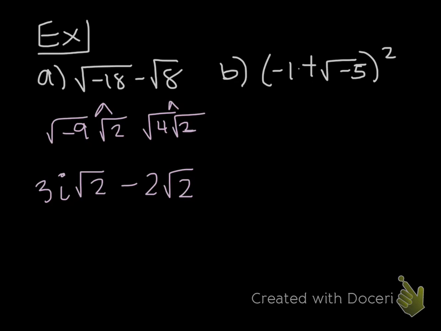Now, because the radicals are the same, typically you can combine the outside numbers, which would be the 3i and the negative 2, but in this instance, one is imaginary, one is real, so you can't actually put them together. So this is as far as we can go.